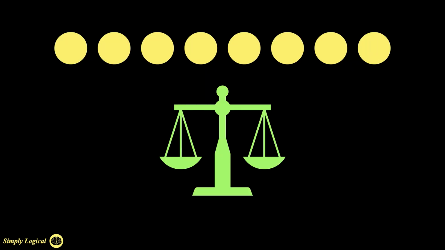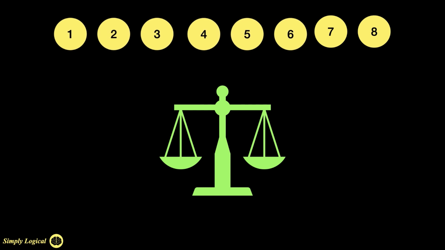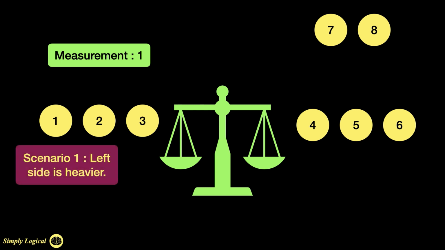Let me explain the solution now. For convenience's sake, let's name the balls 1 to 8. First, we weigh 1, 2, 3 on the left and 4, 5, 6 on the right. This is the first measurement. There are three scenarios which can arise from this. Let's consider scenario 1.